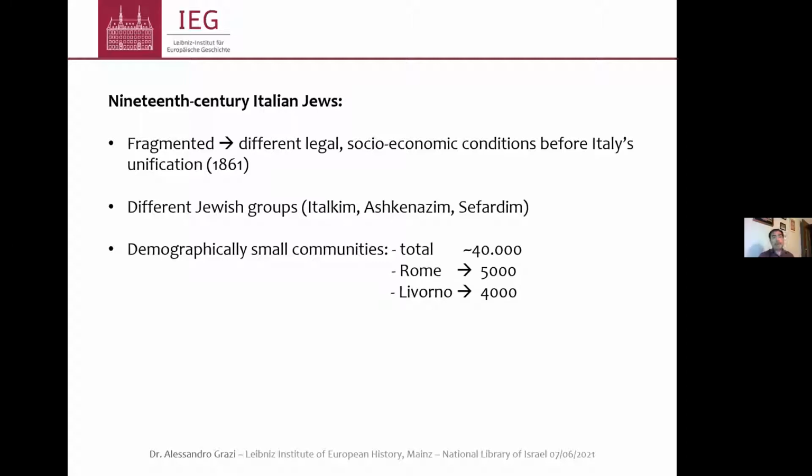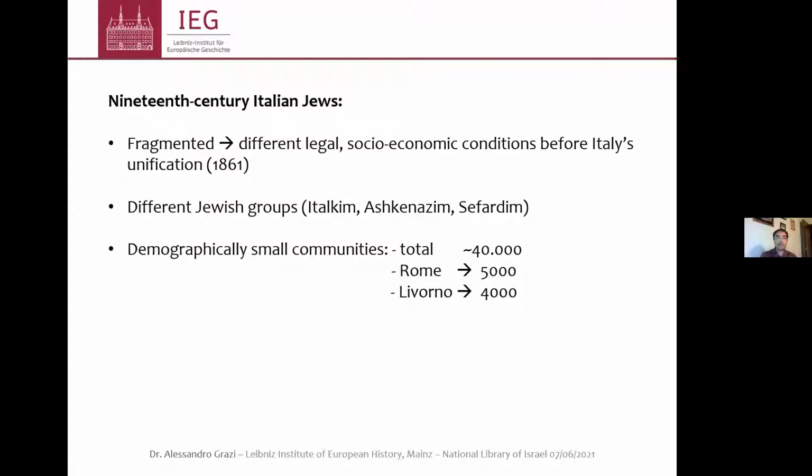Let me now define the corpus of my sources in a more precise way. What do I mean by Minhag Italia? In the 19th century, Italian Jewry was characterized by a strong fragmentation and by the small size of its many communities scattered throughout the peninsula in the several small states which became unified as a country in 1861.